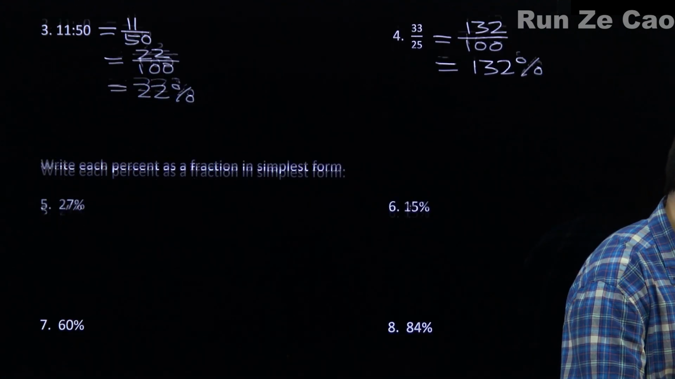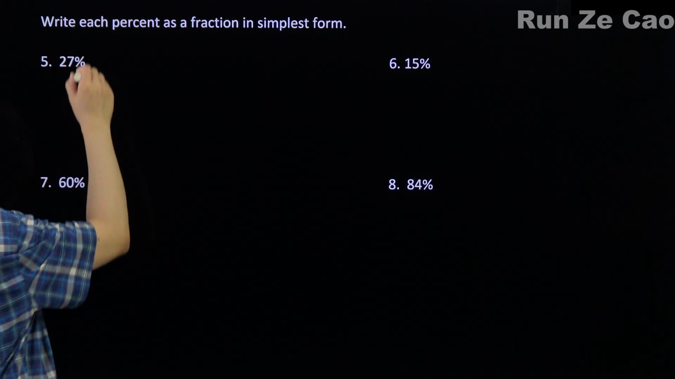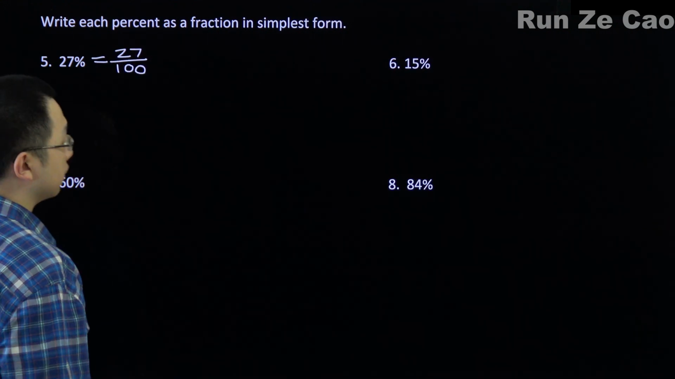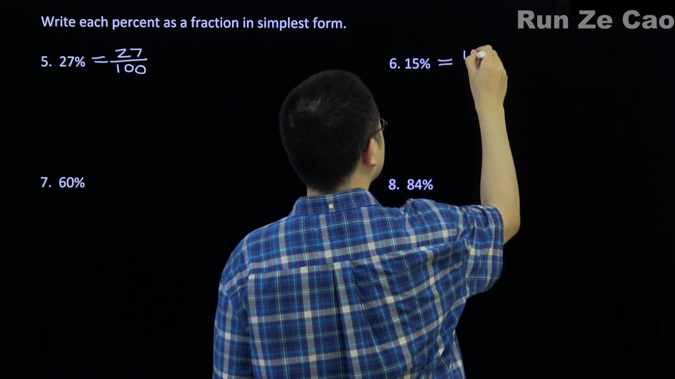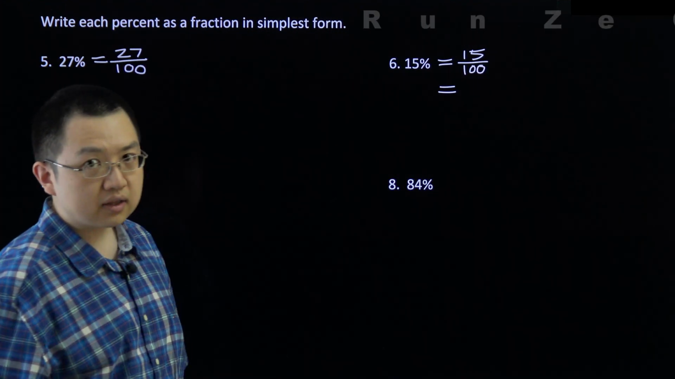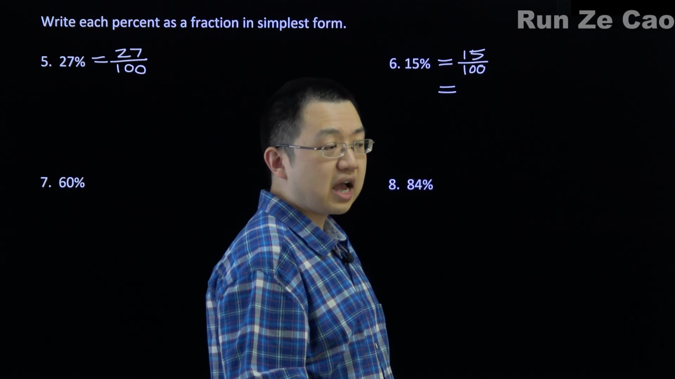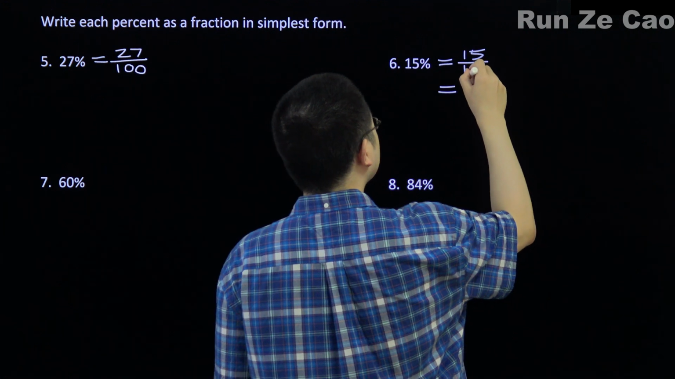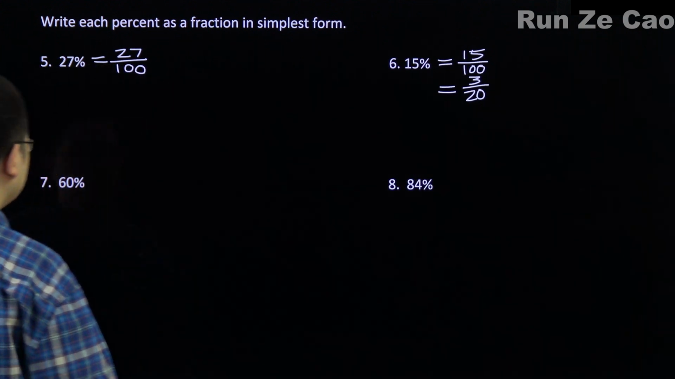Now let's say we want to write each of these percents as fractions in simplest form. 27%. Well, that's 27 over 100. And there are no common factors. Therefore, we leave it as is. 15%, that's 15 over 100. The greatest common factor: you've got 3 times 5, and on the bottom you've got 2 times 2 times 5 times 5. So the greatest common factor is 5. So you divide both the numerator and denominator by it, and you get 3 over 20.